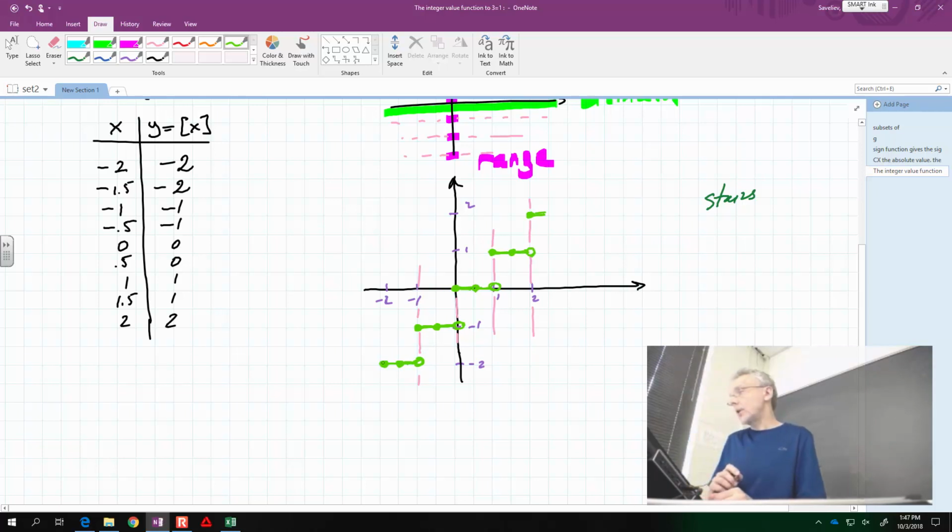Okay, so once again, it's a staircase, entirely horizontal. The graph cannot have vertical parts, right? Because it's a graph of a function. That's why there are gaps, and only the horizontal parts of the staircase actually consist of the graph.